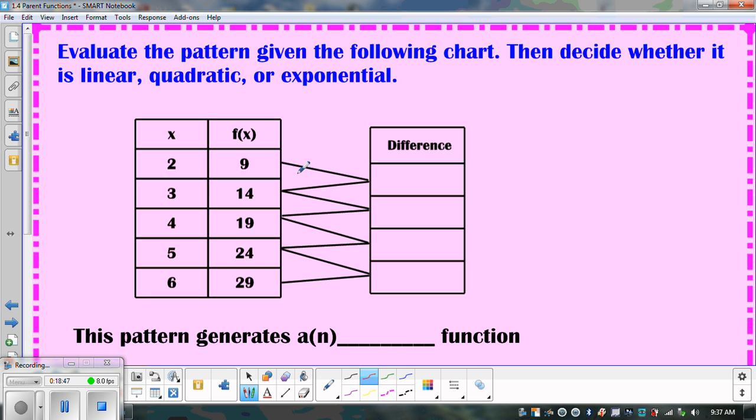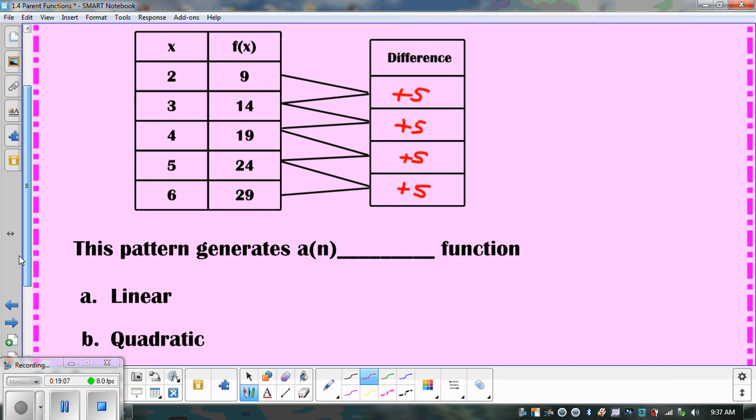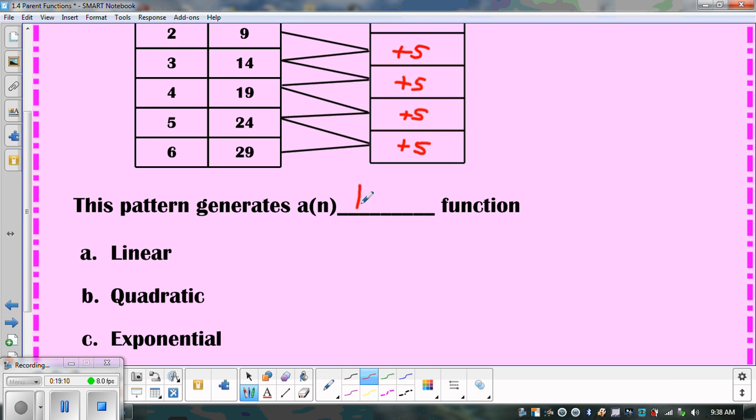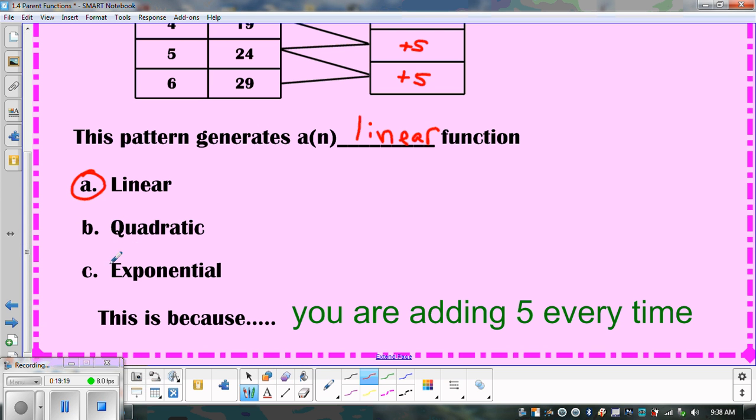Here is our table. We are going from 9 to 14, which is add 5. From 14 to 19, we're adding 5 again. From 19 to 24, we're adding 5 again. It looks like every time we are adding 5. Which kind of function has you adding or subtracting the same amount every time? Hopefully you said linear at this point. That is in fact a linear function. You only need to write the sentence. You do not need to write down the A, B, and C. The reason it was linear is because we were adding 5 every time.